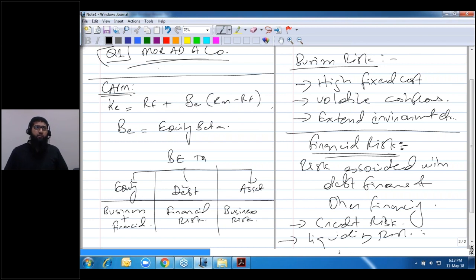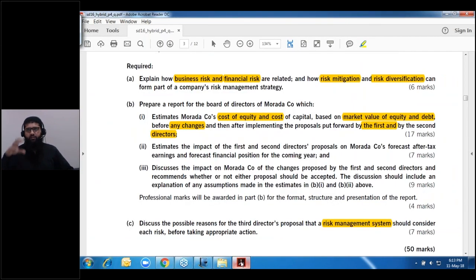Okay, now let's talk about the concept of business risk and financial risk. The requirement of the question is about business risk and financial risk, so I'm going to give a brief background of what a business risk is and what a financial risk is. Whenever we calculate the cost of equity of an entity, it is determined using multiple methods, such as the dividend valuation model and the capital asset pricing model. These are the methods that can be used. Now, when can these methods be used?